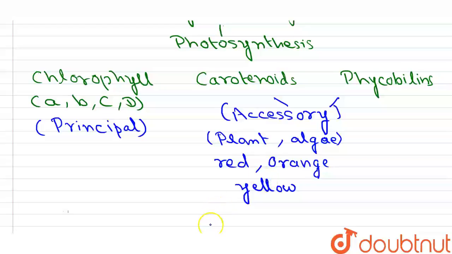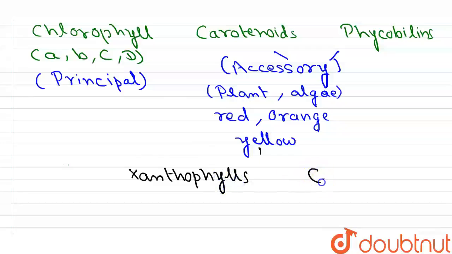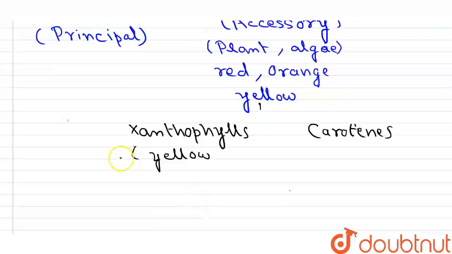Okay, students. The carotenoids are classified into 2 main types, that is, xanthophylls and carotenes. Xanthophylls have more of a yellow pigment, and include lutein and zeaxanthin.